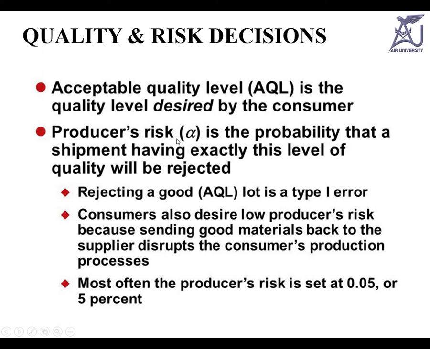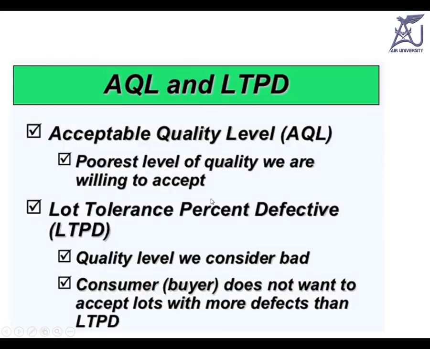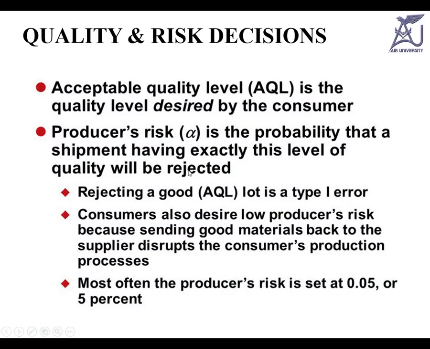Alpha risk is also called a producer risk. Why? Because who is going to suffer? The producer is going to suffer, because you have rejected a good lot. But there can be the opposite way also, that you are accepting a bad lot. So that will be a beta risk.